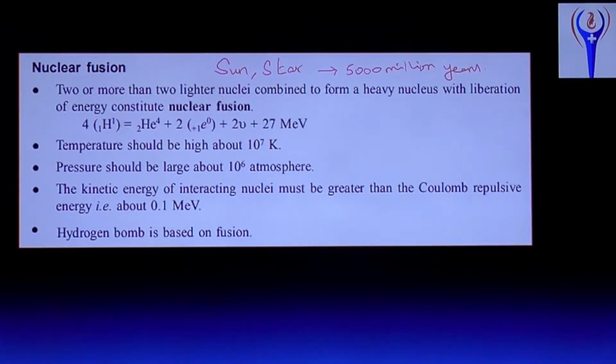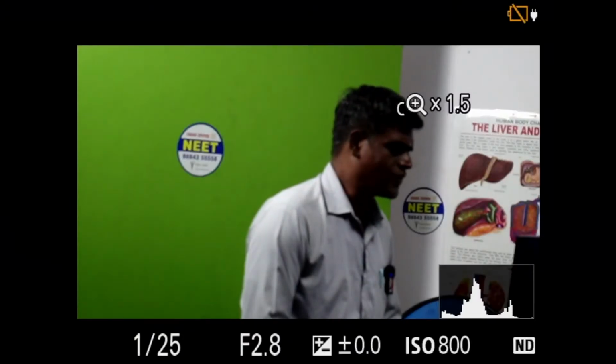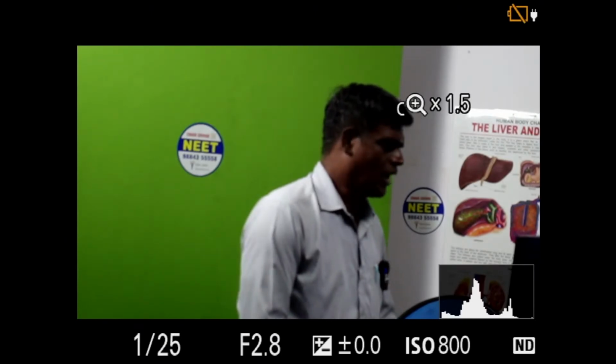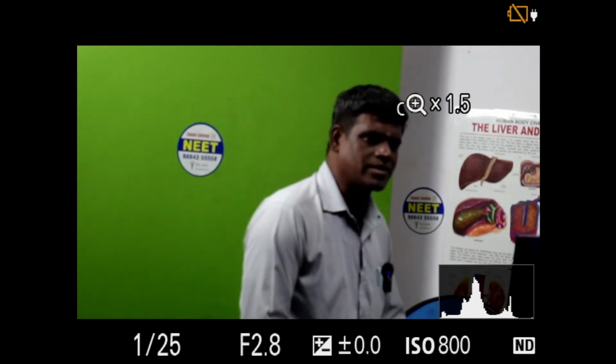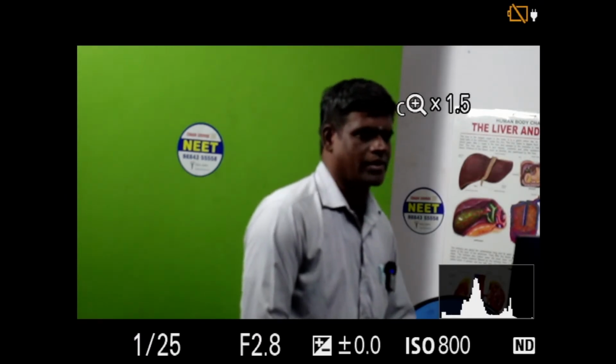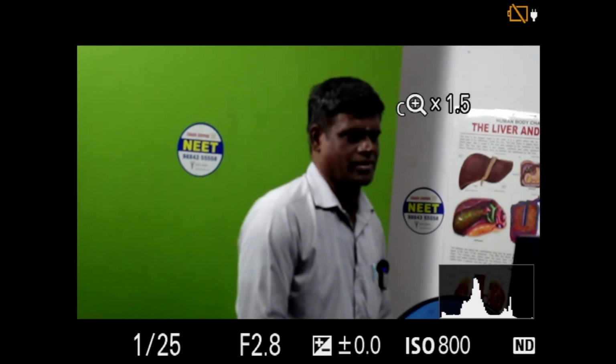Continuously it's supplying energy, is it so? What is the fuel present inside? That is only hydrogen. Okay, hydrogen is the fuel present inside. And what kind of reaction takes place inside? Is it any chemical reaction? No, it is a nuclear reaction, nuclear fusion reaction.